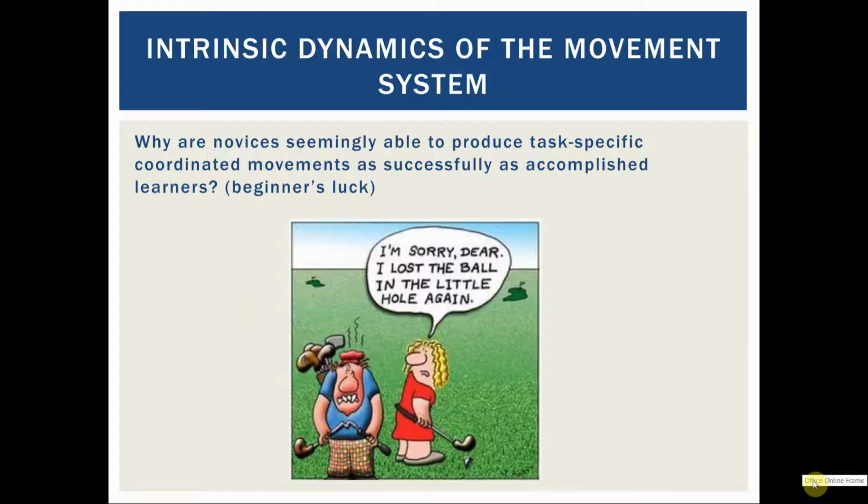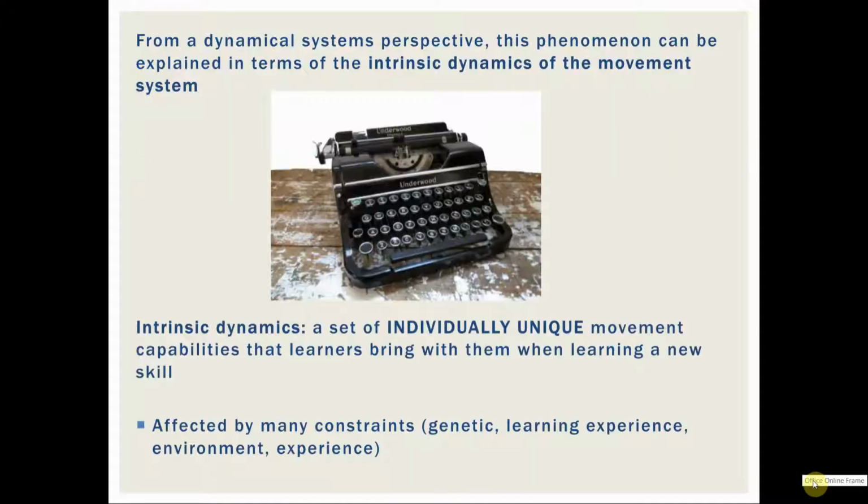So we already talked about intrinsic dynamics of the movement system, and intrinsic dynamics really explain why it is possible for novices to be really good or to exhibit certain coordinated movements really successfully, even though they're just beginning learners, right? And we said before that that's related to the intrinsic dynamics of the learner. And when we say intrinsic dynamics, what we really mean is a set of individually unique movement capabilities that a learner brings with them when learning a new skill, right?